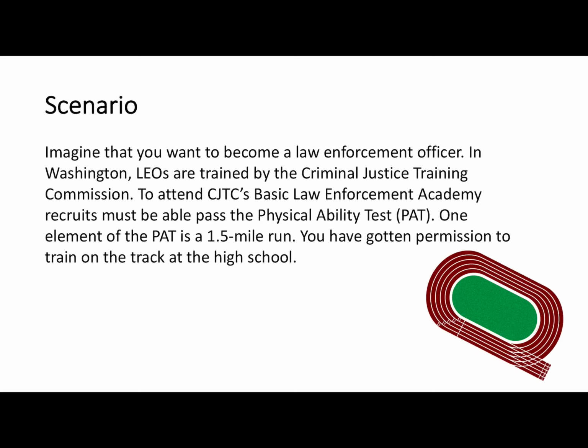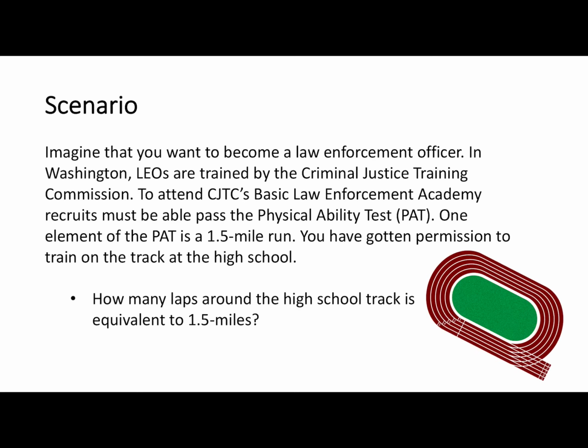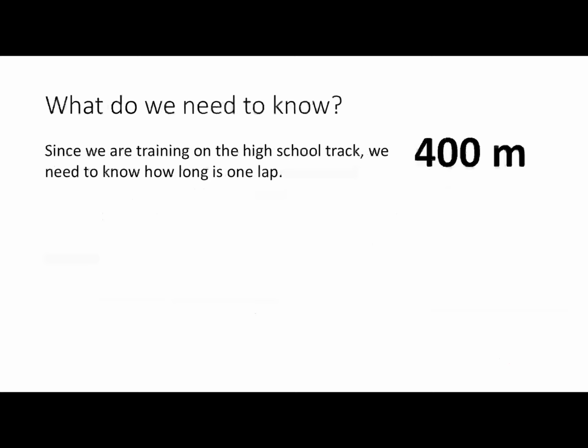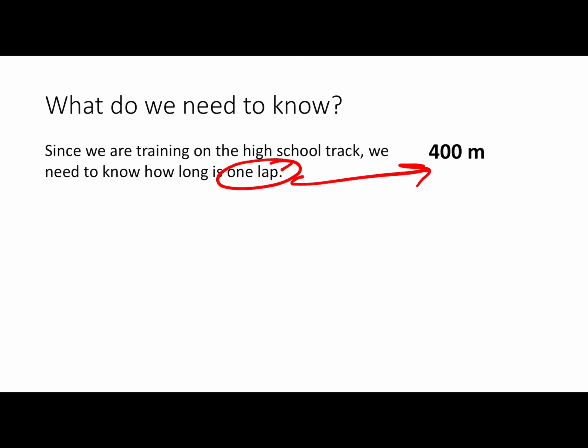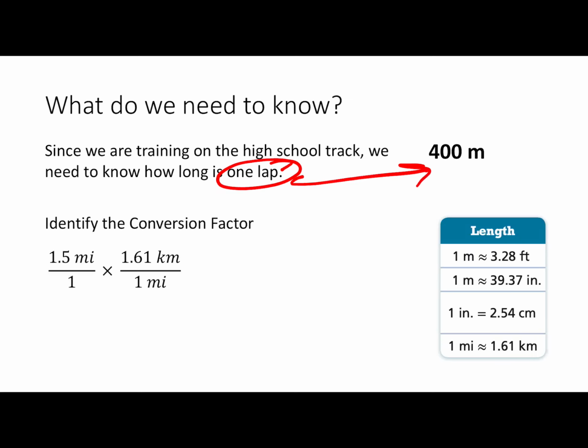One element of the PAT is a 1.5-mile run. You've gotten permission to train on the track at the high school. So our question is then, how many laps do we run? So what do we need to know? Well, we need to know how long one lap is. And one lap at the high school track is going to be 400 meters.